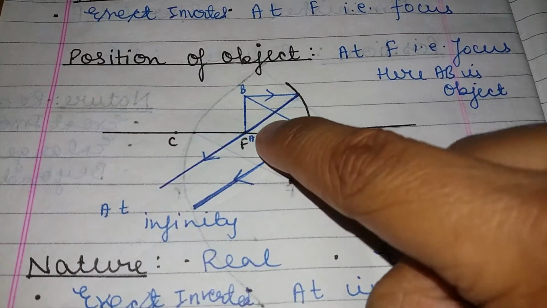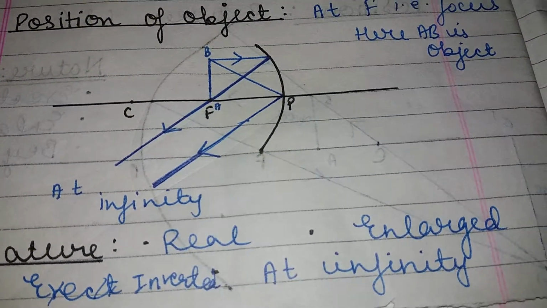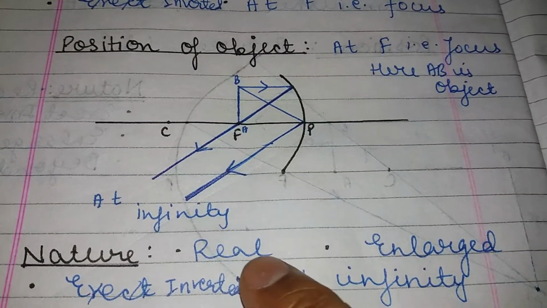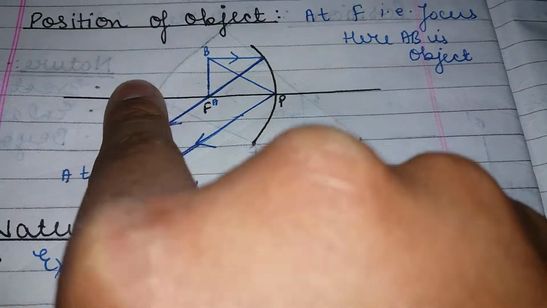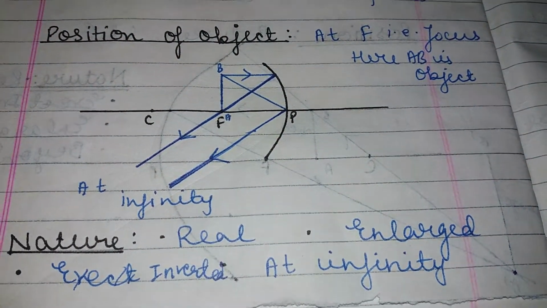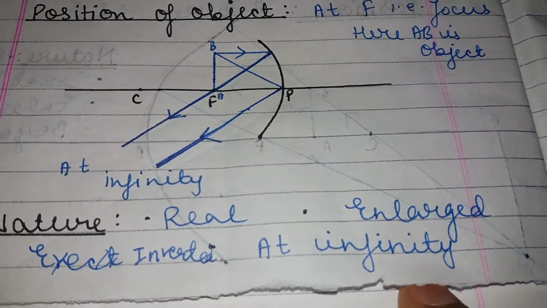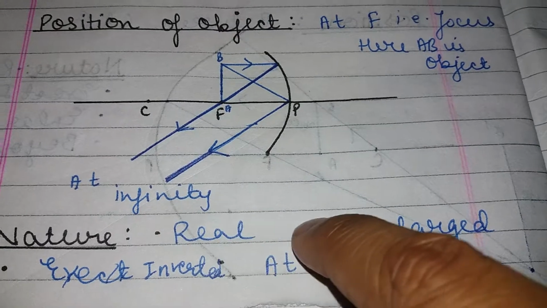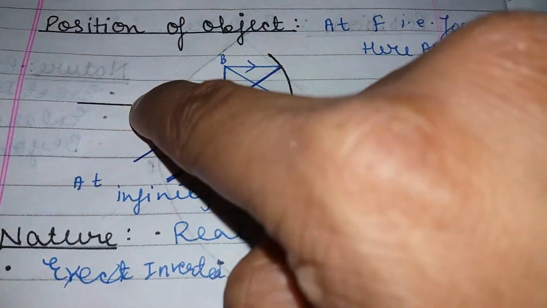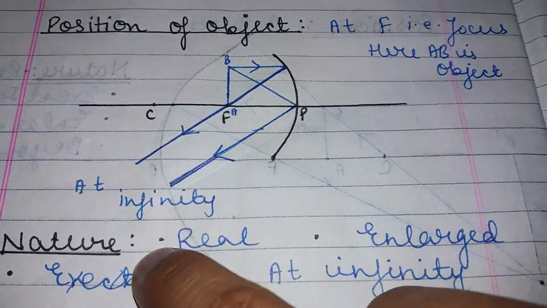So the two rays actually meet at infinity, so the image will also be real. The image will be enlarged, as infinity is a greater distance than the object. And the image is inverted.